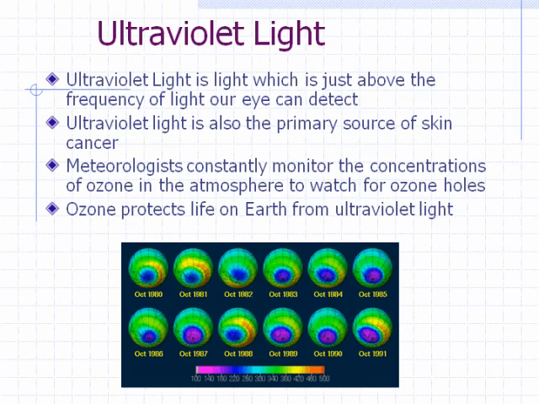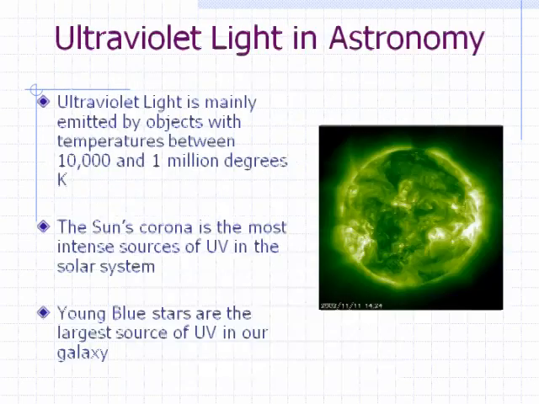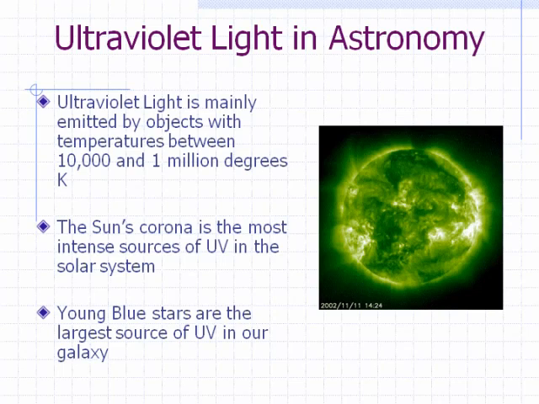Again, we've been very concerned about the ozone layer because it was depleted by chlorofluorocarbons, which were in aerosol cans many, many years ago. In astronomy, ultraviolet light is mainly emitted by objects that are between 10,000 degrees and 1,000,000 degrees. And here we can see the sun's corona, which glows very brightly in the ultraviolet. And you notice that the surface of the sun doesn't glow very strongly at all. Young blue stars are one of the largest sources of UV light in our galaxy.